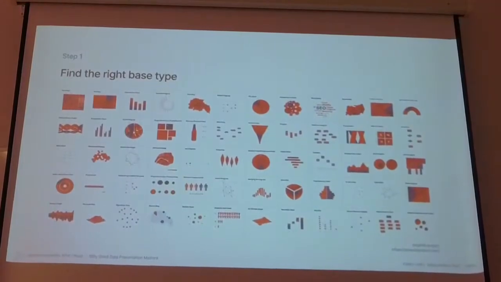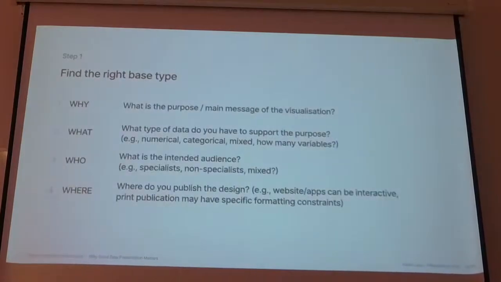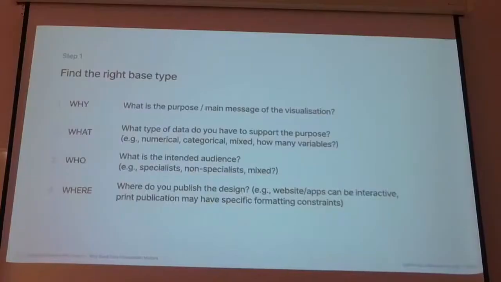To know how to actually find the type of chart, you need to ask the right questions. And that is why, what, who, and where. So first, what's my main message or point, because the storytelling will guide you through the whole process. Then next up, we have what type of data do we have to support the purpose, because that really determines your ways of including elements or what type of graph you should take.